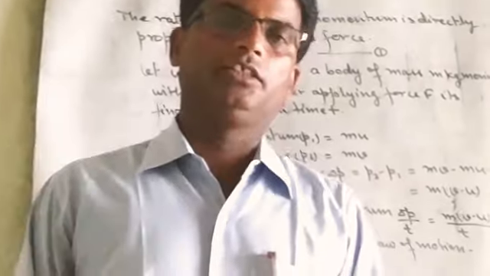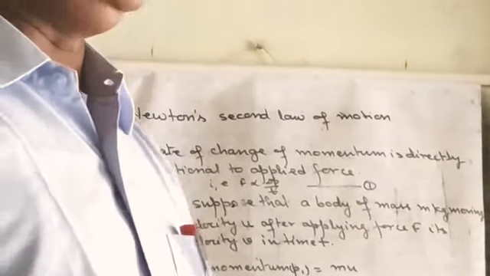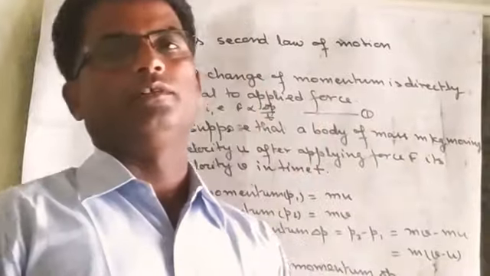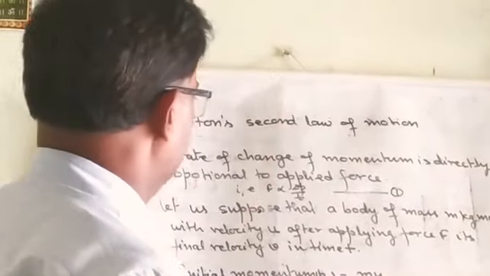Momentum is defined as the product of mass and velocity. Momentum is represented by the letter P. P is equal to m into v. Its unit is kilogram meter per second. After this, today I will start your new topic.